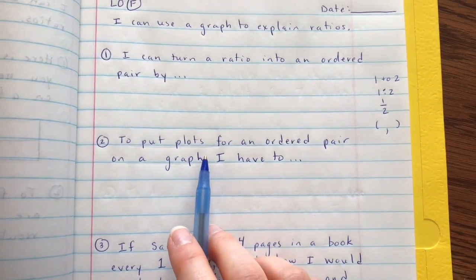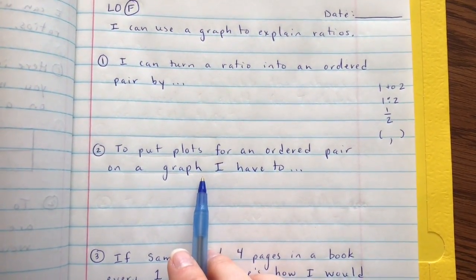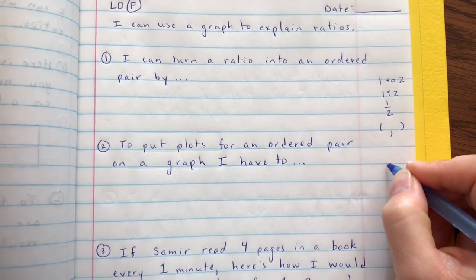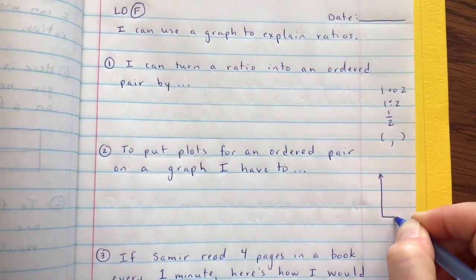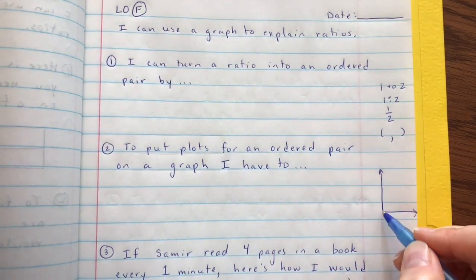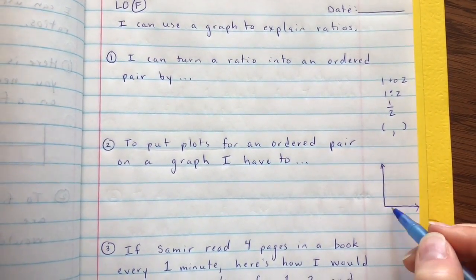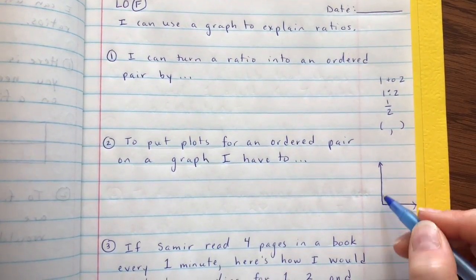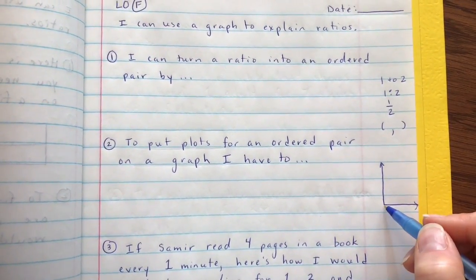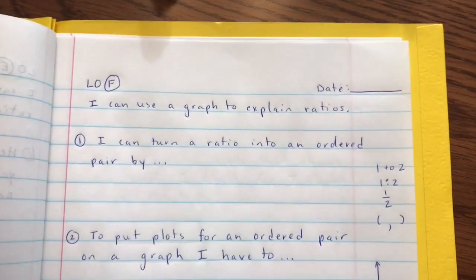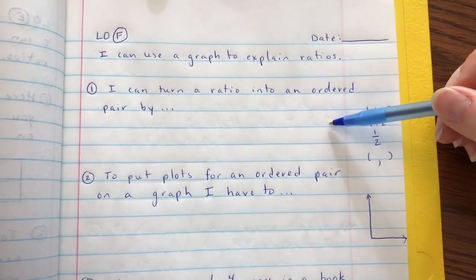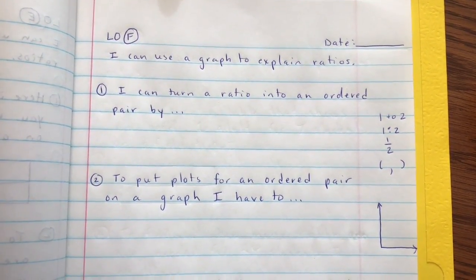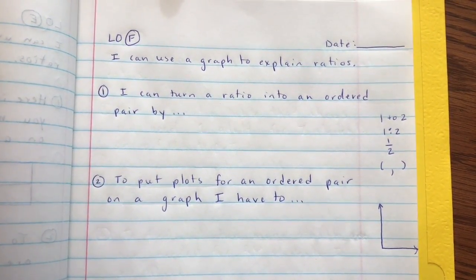For this one, to put plots for an ordered pair on a graph, I have to... So once you have an ordered pair, you're explaining how you put those plots on a graph. What do you do? What axis is this? What axis is that? What number do you put first? Do you go up this way, over that way? What do you do first? Do you start here? So I want you to pause this, copy this down, use words to explain number 1 and number 2. And then when you're done copying this down and explaining it, push play again and we'll go down to number 3.